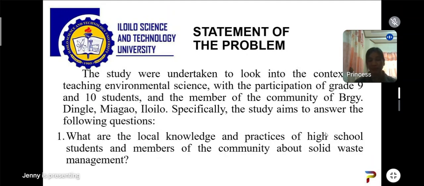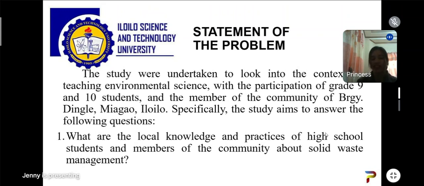So here is the statement of the problem. The study was undertaken to look into the context of teaching environmental science with the participation of grade 10 students and the members of the community of Barangay Dingle, Niagao, Iloilo. Specifically, the study aims to answer the following questions.